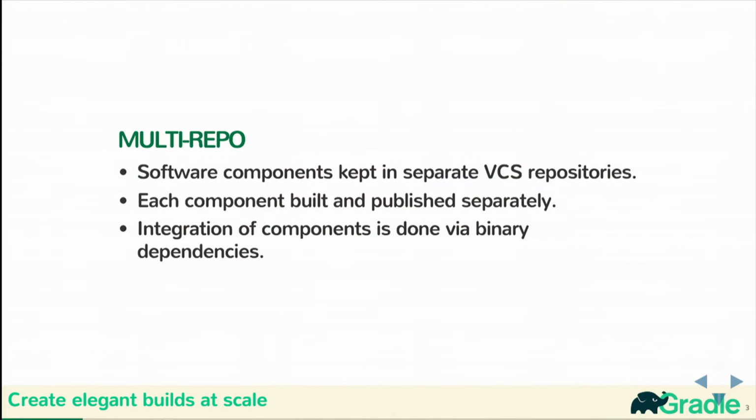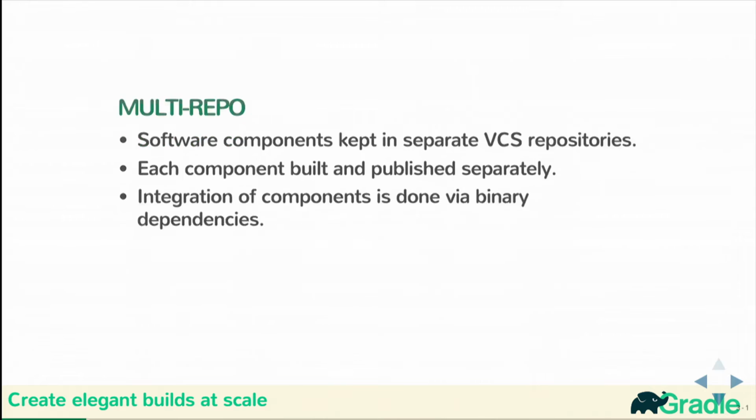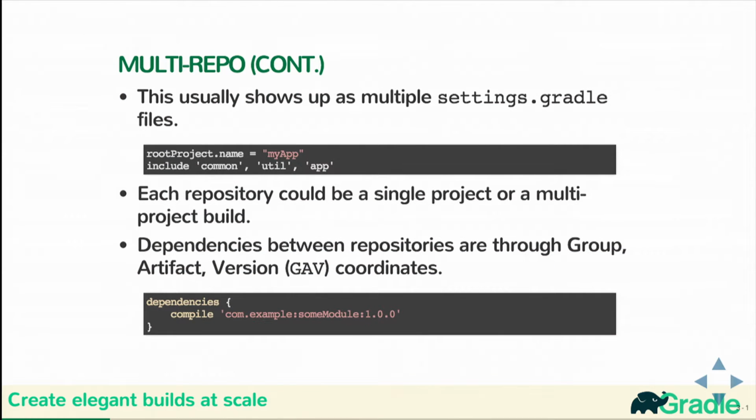So with a multi-repo, you're typically keeping your software divided up into multiple repositories. When you build your software, you're building it and putting it into an artifactory, some sort of external repository. And then when you want to combine things together, you're using external dependencies to pull them into your projects. And usually what that looks like is, in your Gradle projects, you've got some settings files. You have either one project or multiple projects in a build. You're using dependencies that look like this with coordinates of group, name, version to kind of combine them together.